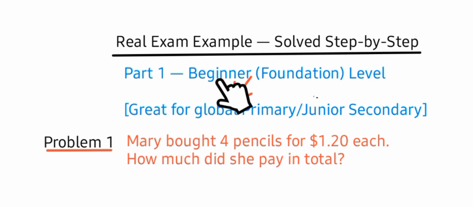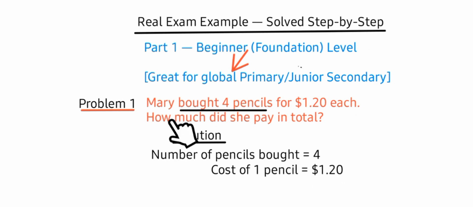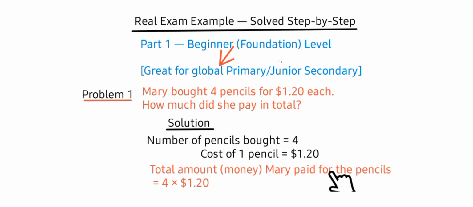This part is for beginner or foundation level and is suitable for primary or junior secondary. Mary bought 4 pencils for $1.20. How much did she pay in total? Let's reread this question with understanding. Mary bought 4 pencils for $1.20 each. Identifying numbers here, we have 4 pencils for $1.20 each. That is the cost of 1 pencil. What we need to find is how much she paid in total. Total amount Mary paid for purchasing 4 pencils is 4 multiplied by 1.20, which is $4.80.